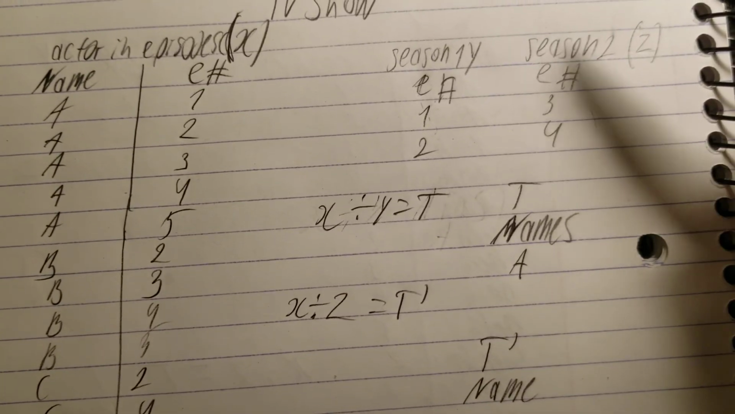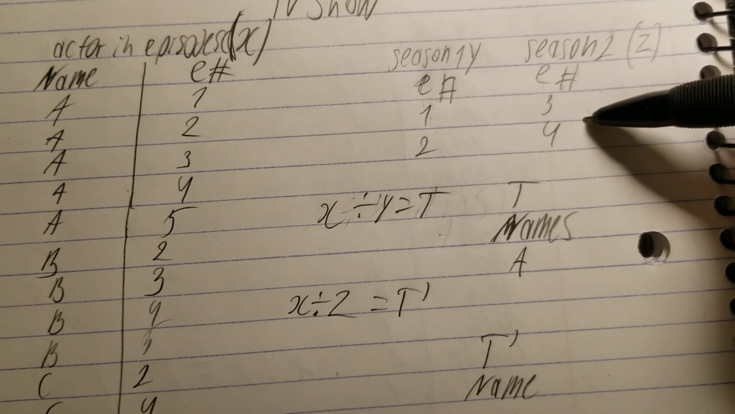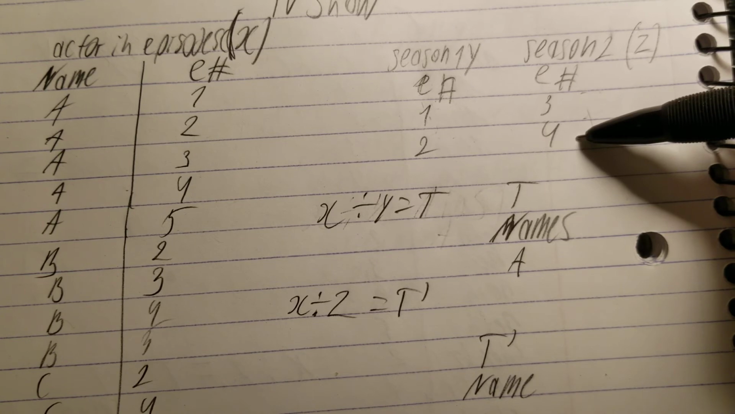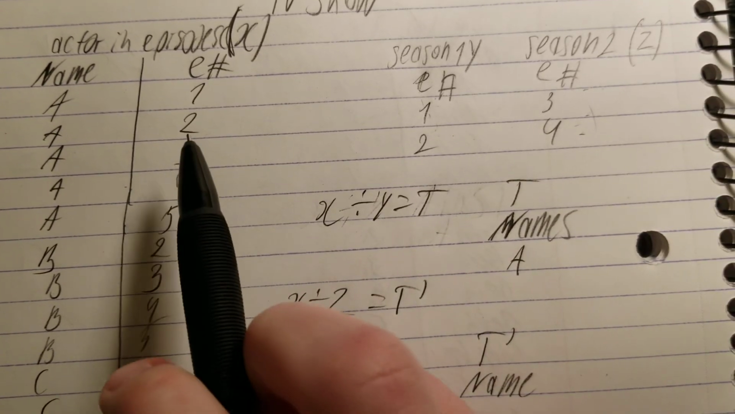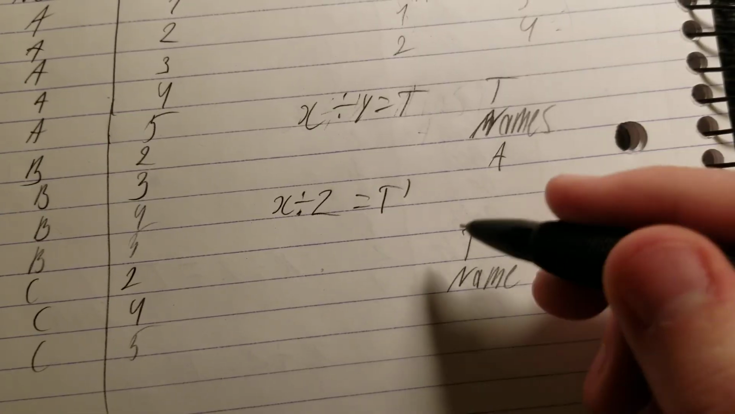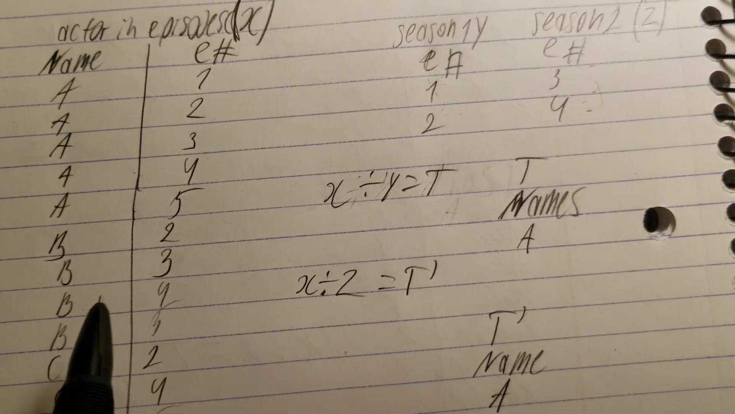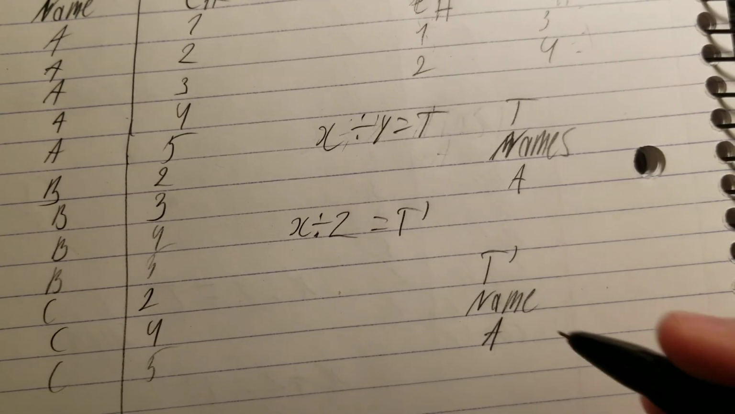Now, we're looking at season 2. So episodes 3 and 4. Well, let's see here. Who has been in episodes 3 and 4? Must be in both of them, right? So Alan, 3 and 4. So Alan makes it on the list. Let's see here. Beth was also in 3 and 4. So she also makes it on this list.